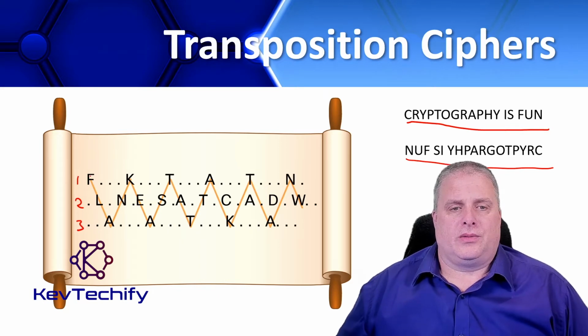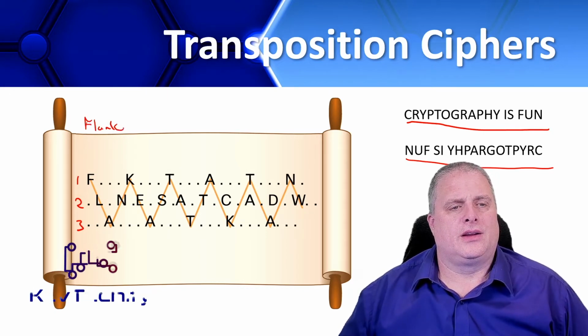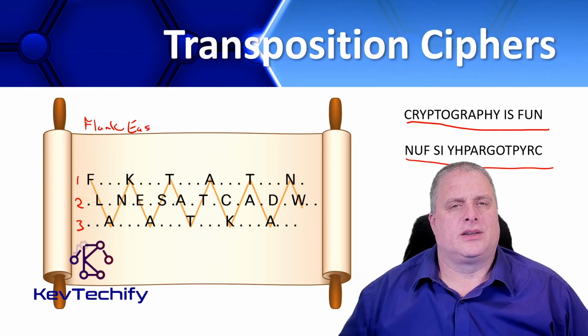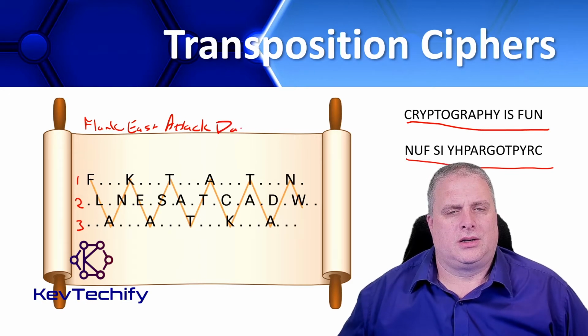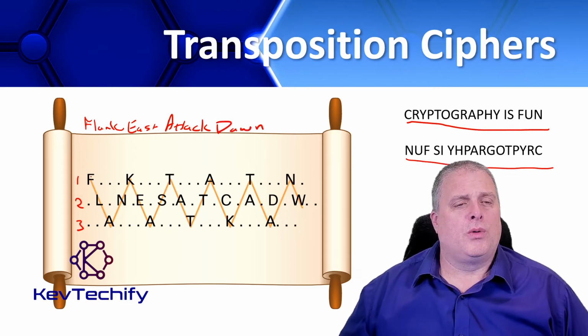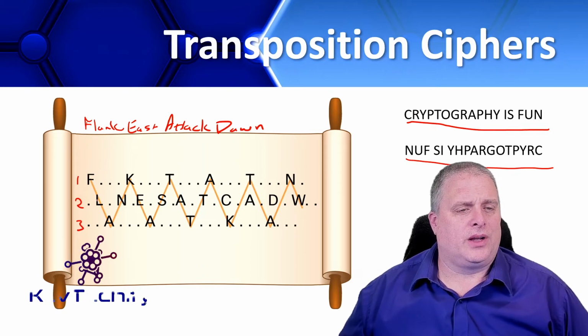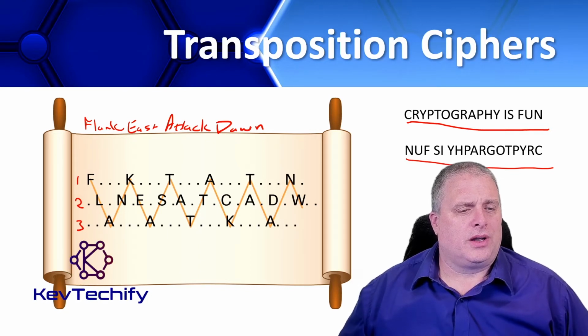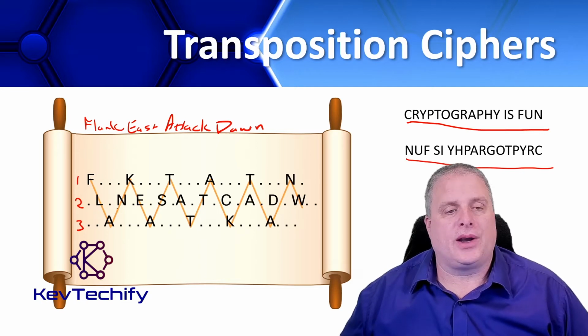So here, our message is going to be flank east, attack at dawn. So a military message here. And what we do is we start writing out on the first rail, we put our F. Second rail, we now put an L. Third rail, we go to the A. Now we start going back up through the rails. And this only has 3 rails. You could put 7 or 8 rails in there.